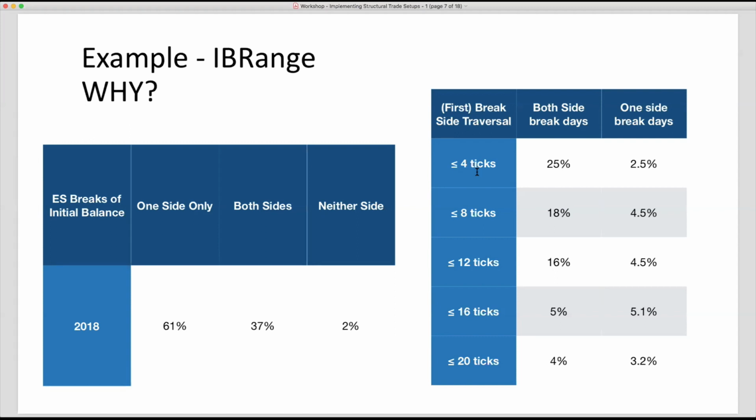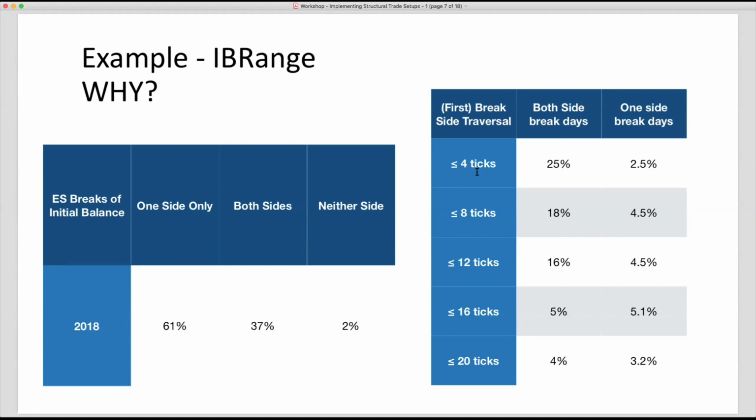And the 18% of 8 ticks isn't including the 25%, so we can accumulate it up. So what we can see is that 25 plus 18 plus 16, so that's 43, 59% of the time, we will have a weak break, or we can say a weak break is 12 ticks or less 59% of the time. So then let's compare these traversals to a one-side break day.